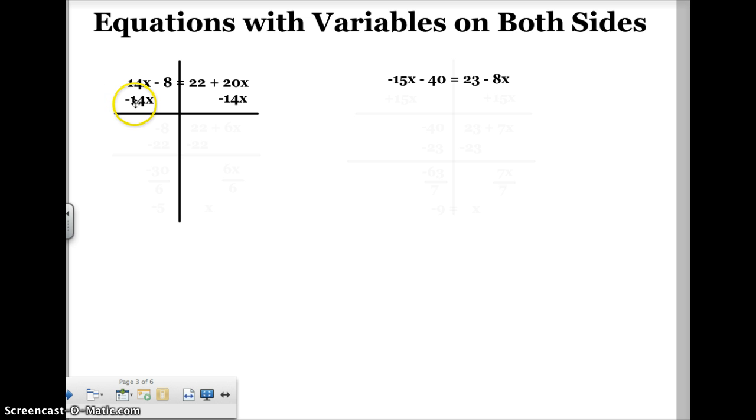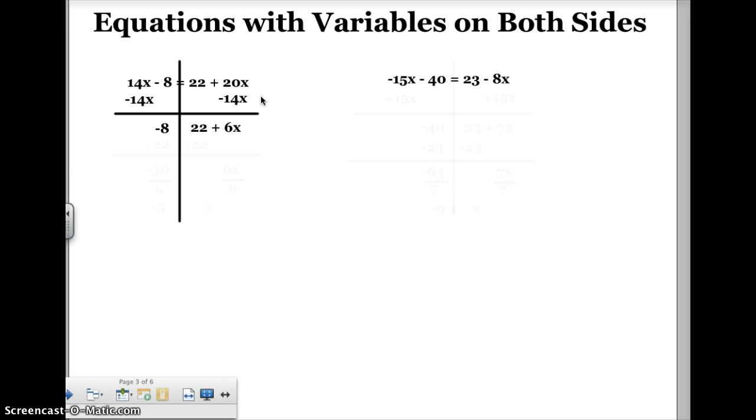On the left side, negative 14x and positive 14x make 0. So I'm just left with negative 8. Now the key here is I have to drag down that negative sign along with the 8. So it's going to be a negative 8 when I bring that down. On the right side, I have 22 plus 20x minus 14x. So when I combine those, I'm going to have 22 plus 6x. Because 20x and negative 14x work against each other, the positive wins, and it wins by 6.